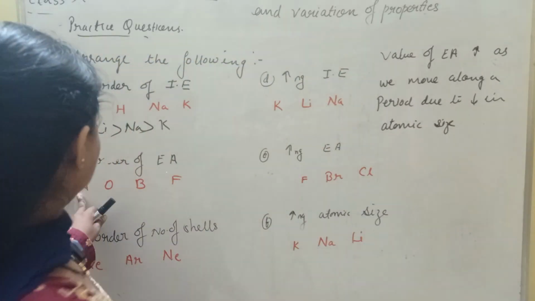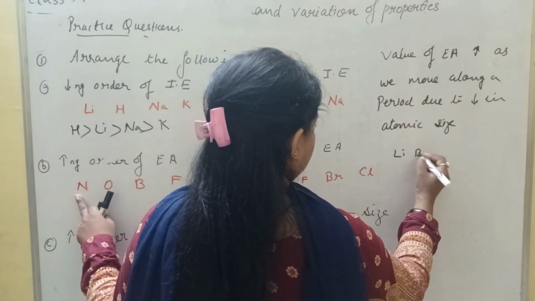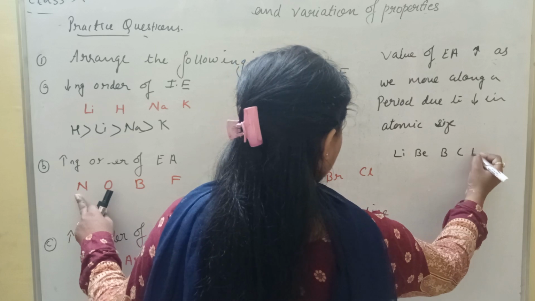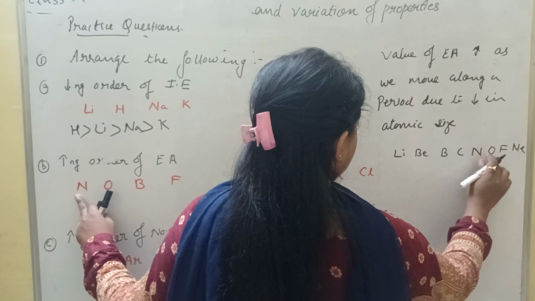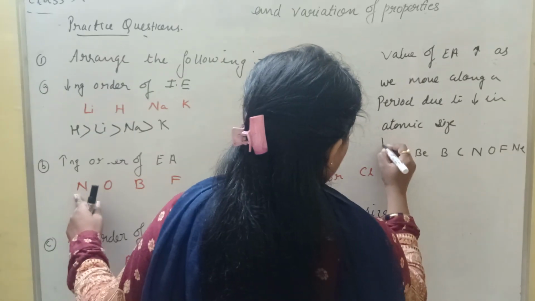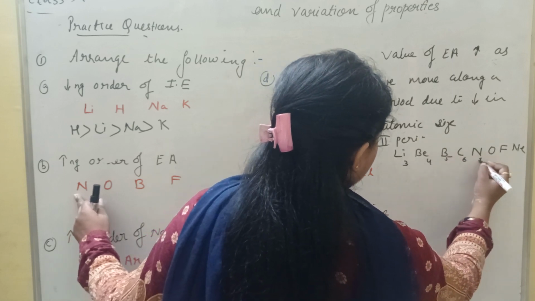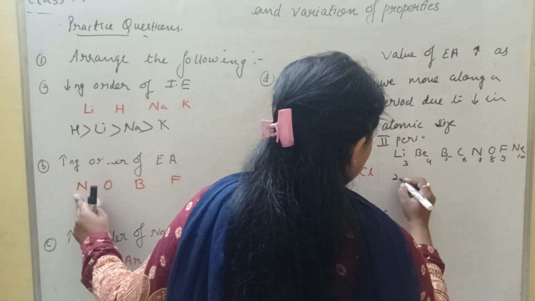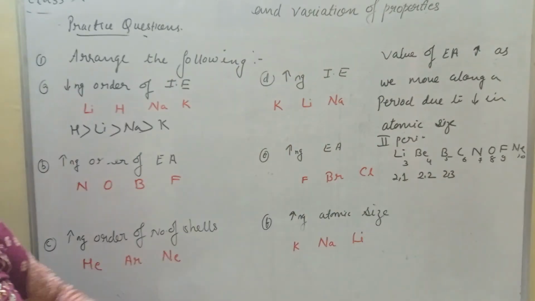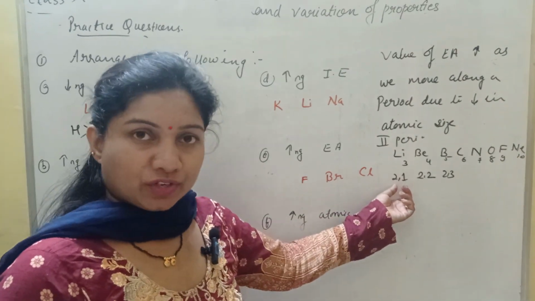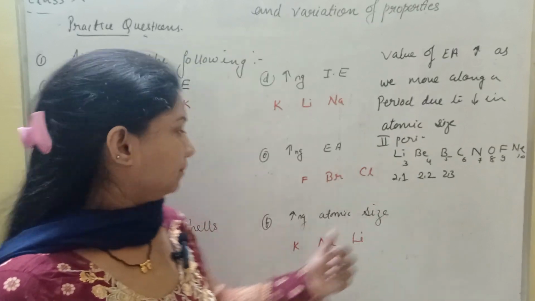And these elements belong to second period. Second period elements: lithium, beryllium, boron, carbon, nitrogen, oxygen, fluorine, neon. 1, 2, 3, 4, 5, 6, 7, 8. These are second period elements. Atomic numbers 3, 4, 5, 6, 7, 8, 9 and 10. Configurations 2, 1, 2, 2, 2, 3 and so on. So you can see from the electronic configuration that they are having 2 shell. So that means they belong to second period.